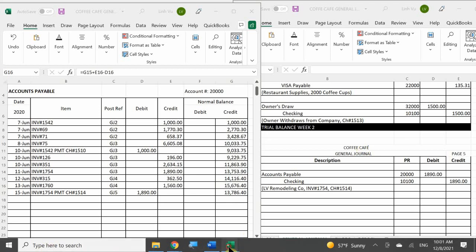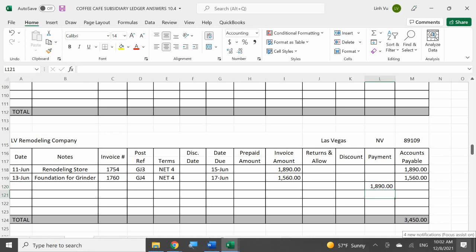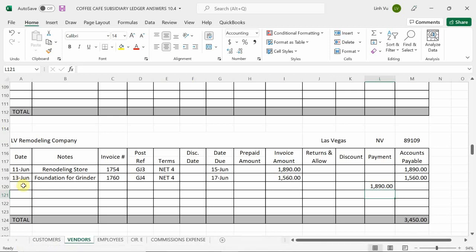Subsidiary, Subsidiary Las Vegas remodeling ledger. Yes. Okay. We have payment here. Okay. I did show you how to do this. This payment, 1,890 payment. Okay. What's the date? The date, June 15th.